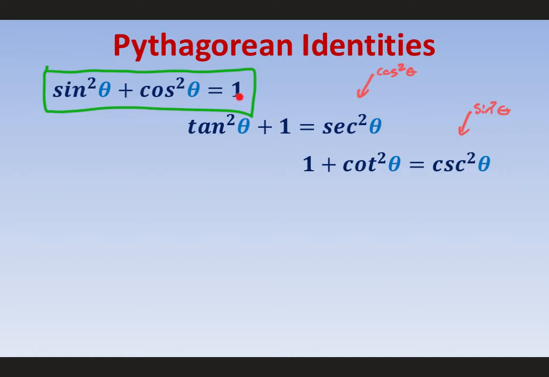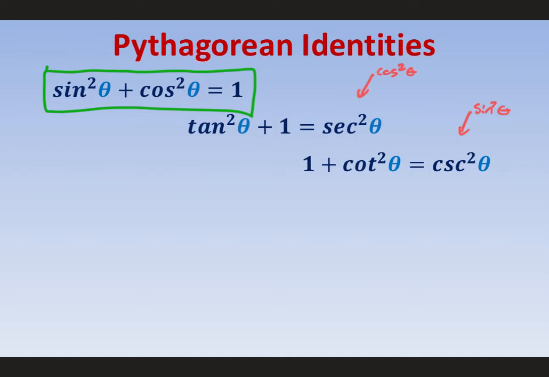If you have a 1, just a plain old 1, you can change it to a sine squared plus cosine squared. Or if you have a secant squared, you can change it into a tangent squared plus 1. Or if you have a cosecant squared, you can change it to a 1 plus cotangent squared. You can interchange these kind of really however you want. You can also rearrange these ones a little bit.